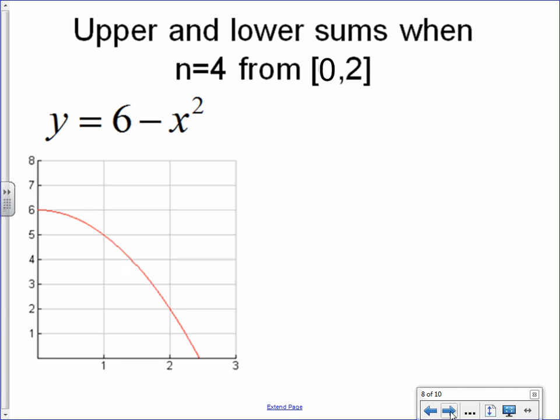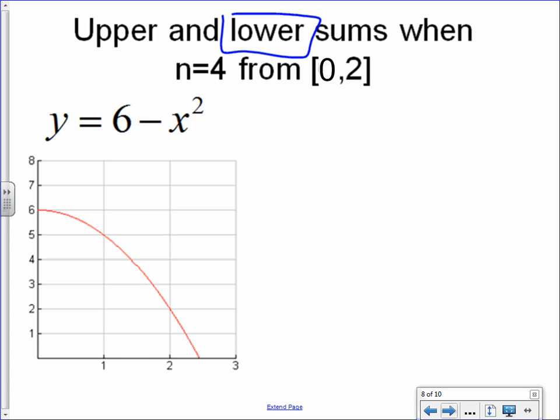So let's do another example. I want the upper and lower sum of the area of 6 minus x squared from 0 to 2. Okay? We're going to go lower sum first. Lower sum would be what kind of rectangles if we have a decreasing function? Right. They're going to be right. If I put the right corner of my rectangles on the curve, we're going to be under the curve, right?